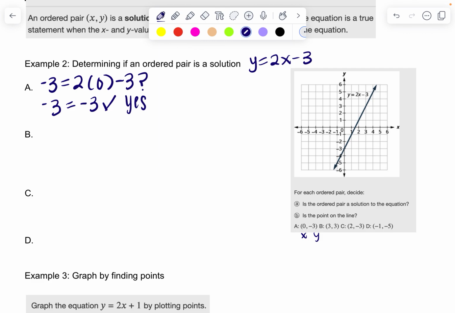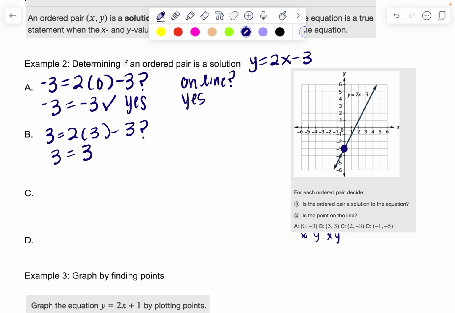Let's see if that point is on the line. 0, -3 is right here, and yes, it is on the line. So yes, it works for the equation, and yes, it's on the line. Part B, 3, 3. So I'm going to plug 3 in for x and y. So 3 equals 2 times 3 minus 3. Is that true? 2 times 3 is 6. Take away 3 is 3. So yes, it works for the equation. Let's see if it's on the line. That point is right here, and yes, it's on the line.